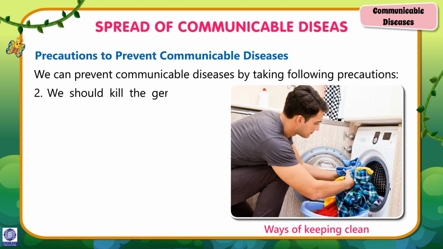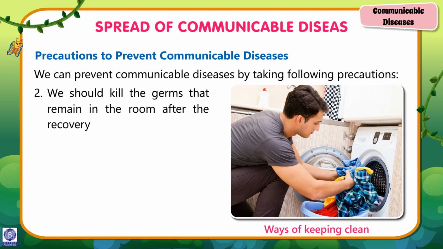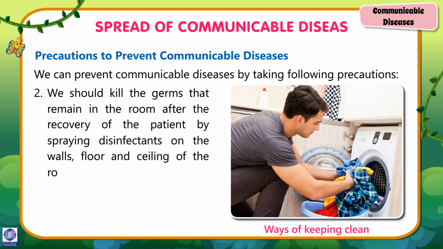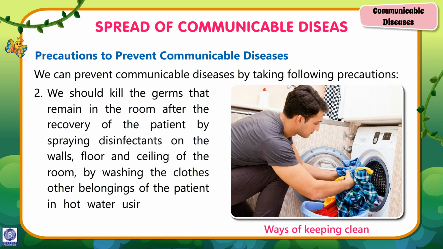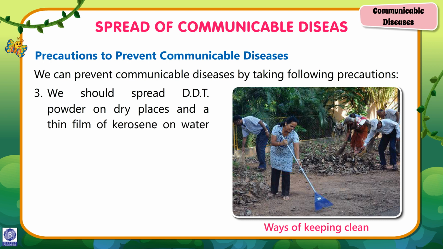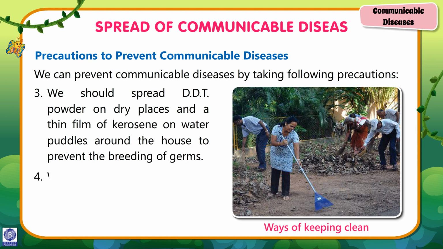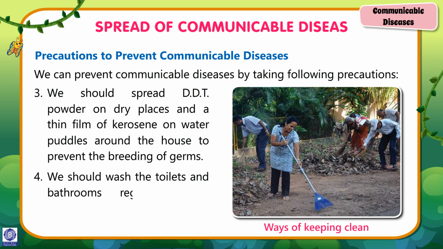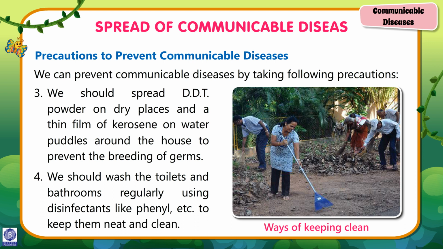Number 2. We should kill the germs that remain in the room after the recovery of the patient by spraying disinfectants on the walls, floor and ceiling of the room, and by washing the clothes and other belongings of the patient in hot water, using medicated soaps and disinfectants, etc. Number 3. We should spread DDT powder on dry places and a thin film of kerosene on oil puddles around the house to prevent the breeding of germs. Number 4. We should wash the toilets and bathrooms regularly using disinfectants like phenyl, etc. to keep them neat and clean.